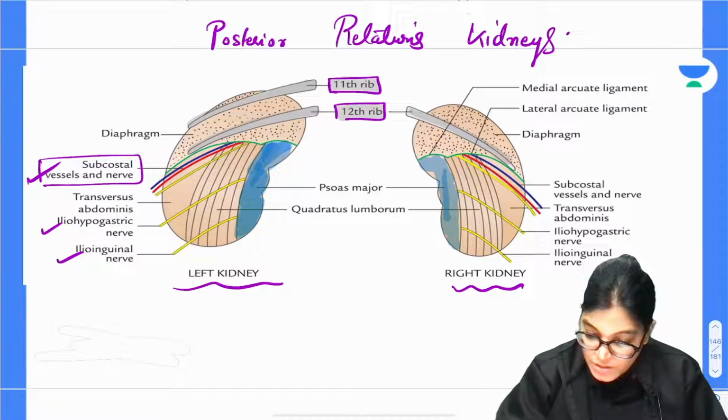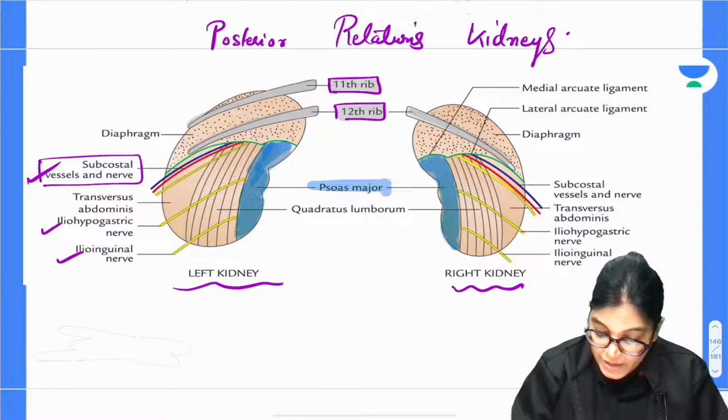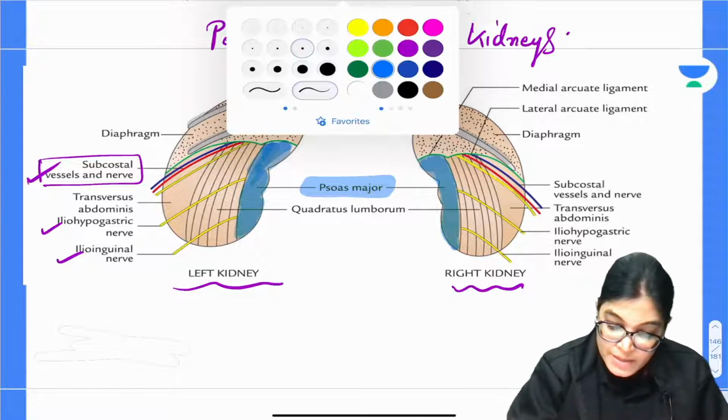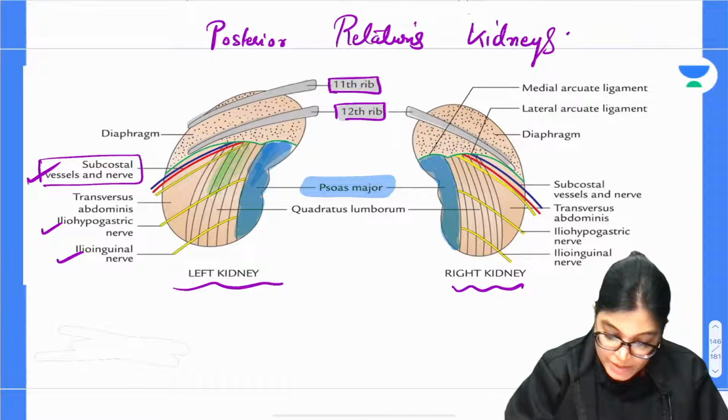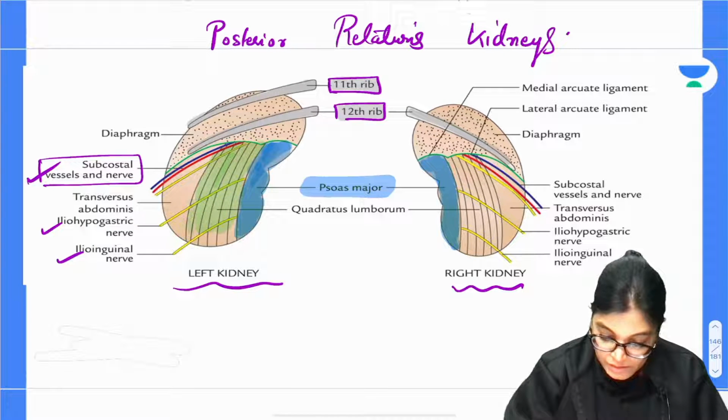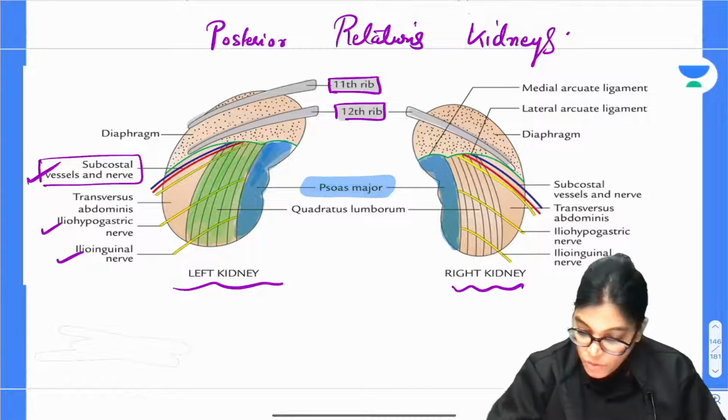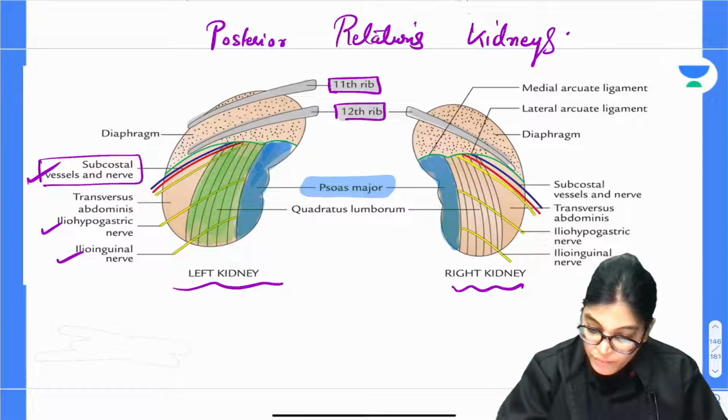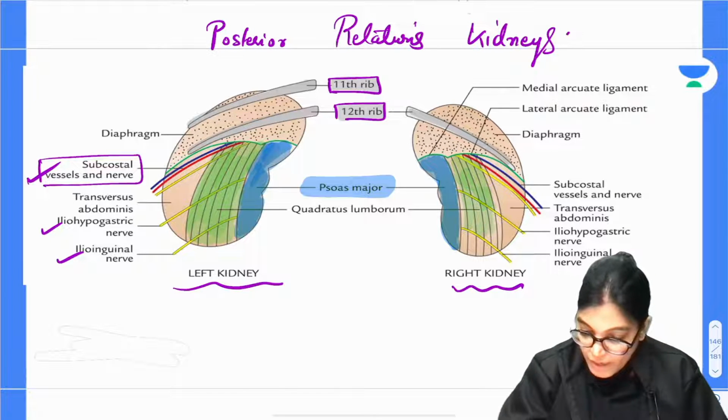Intermediate area of the posterior surface of kidney. So this is psoas major muscle, which is lying in the medial-most relation. The intermediate area on the posterior side will be related with quadratus lumborum, and laterally with the transverse abdominis muscle.